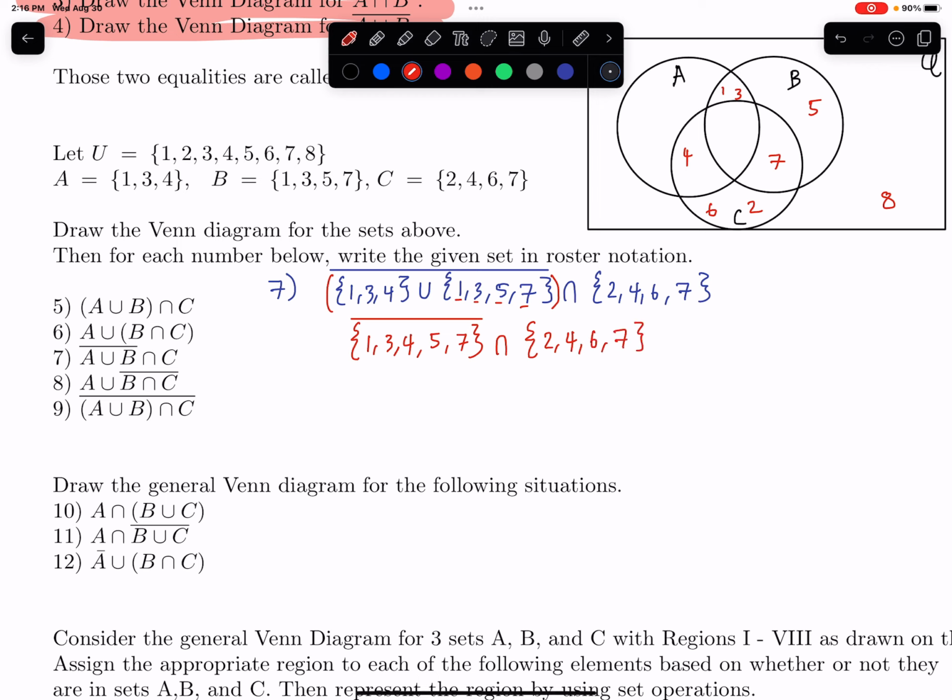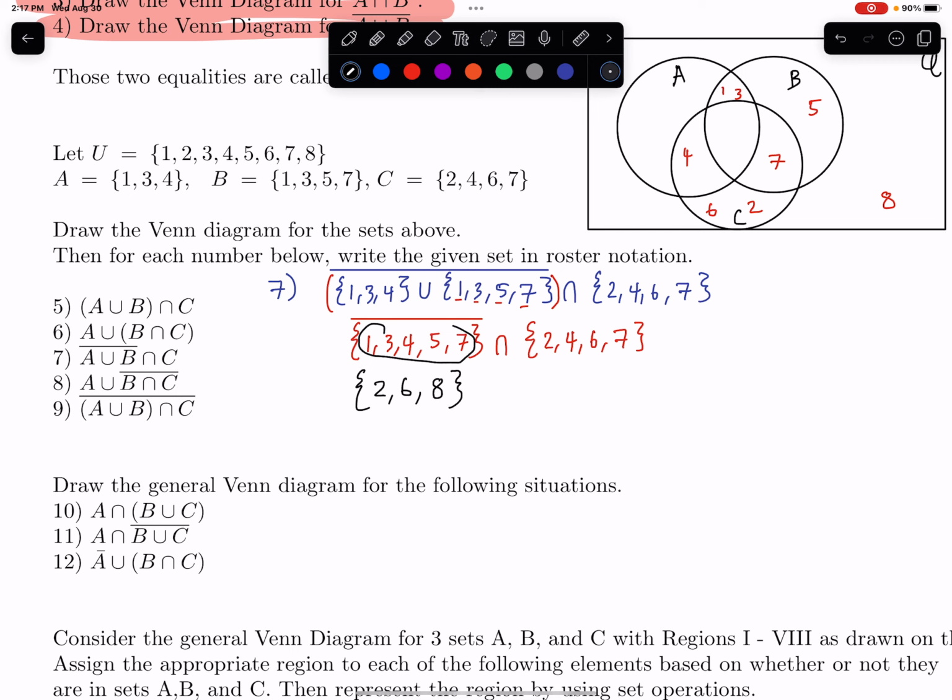Okay, now what's next? Well, I've got a complement and I've got an intersection. We know complements are next in the order of priority. So I'm going to do the complement. In other words, I'm going to get everything that's not 1, 3, 4, 5, or 7 in the universe. Remember, our universe is 1 through 8. So I do get a 2. I don't get a 4 or 5. I do get a 6, and I do get an 8.